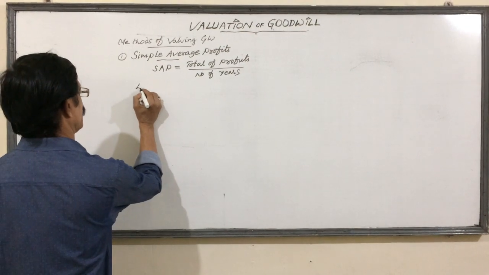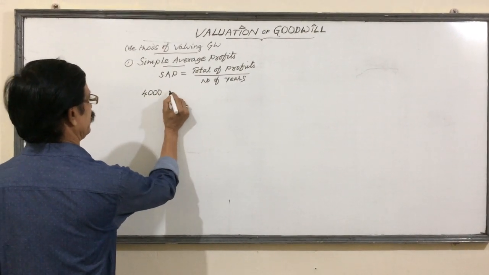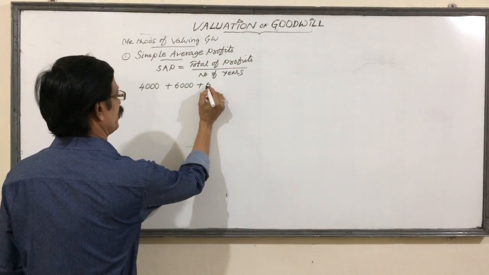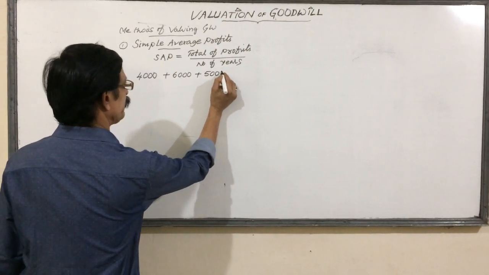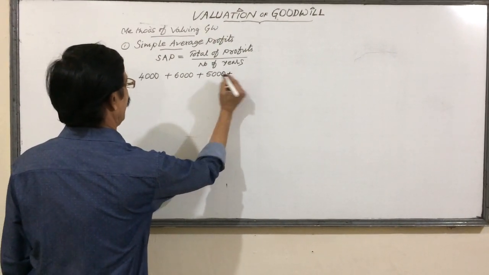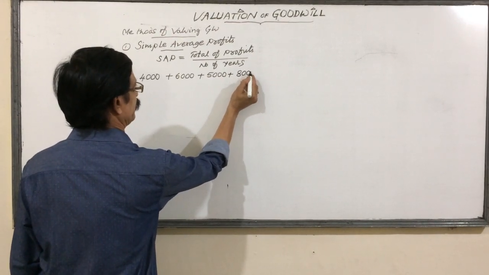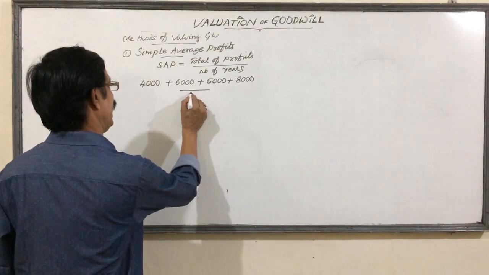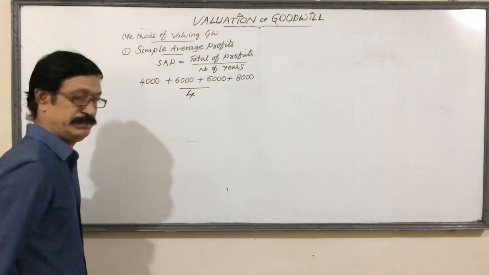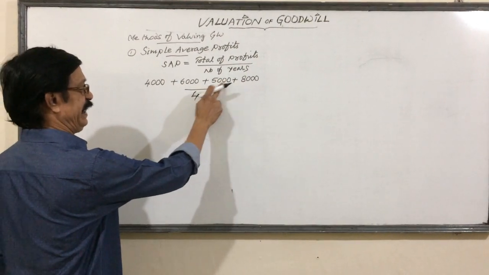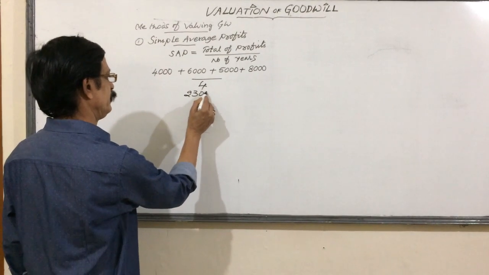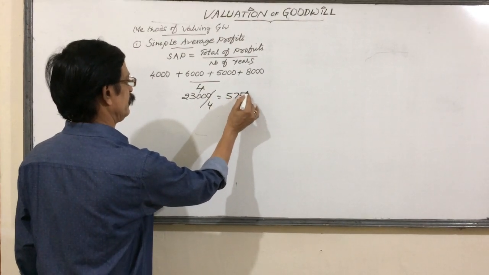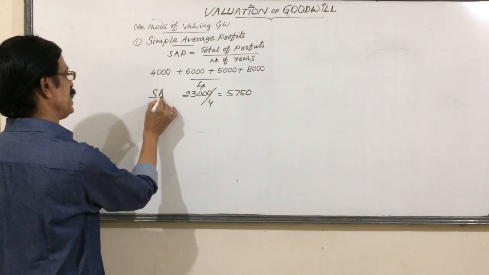Suppose there are 4 years' last profits. In 1 year we got 4,000. In the second year we got 6,000. But in the third year we got 5,000 only. And the next year or fourth year we got 8,000. Now total of profits divided by number of years. There are 4 years now. 4,000 plus 6,000 is 10,000, plus 5,000 is 15,000, plus 8,000 is 23,000, divided by 4. This is called simple average profit.